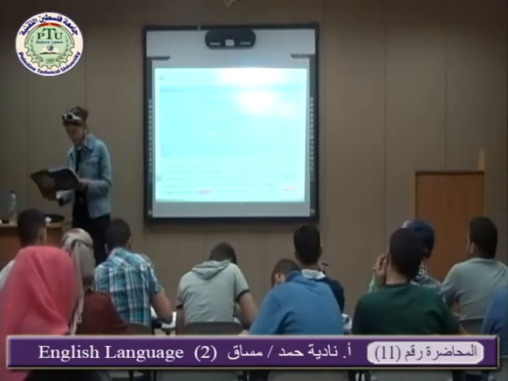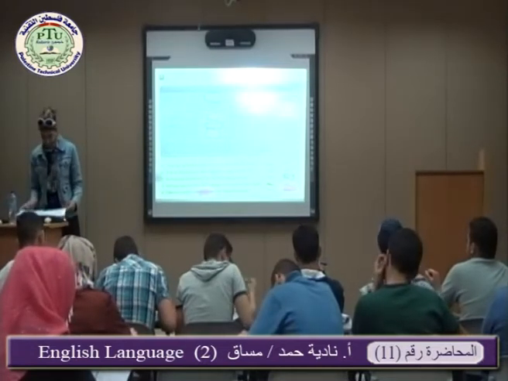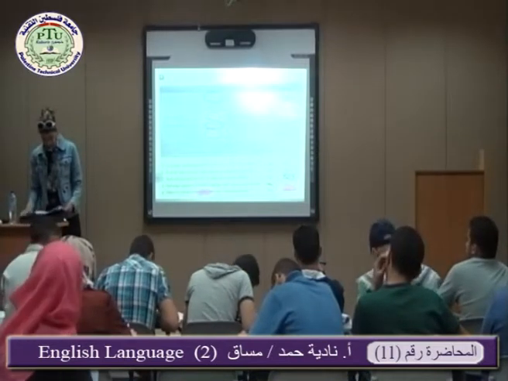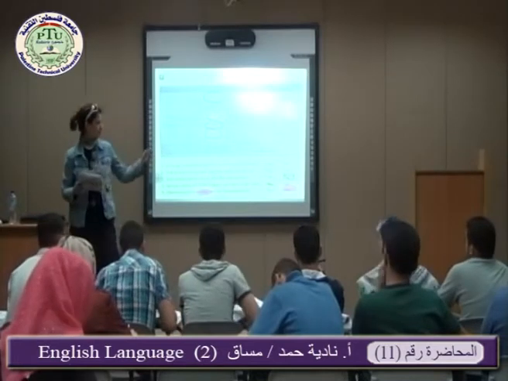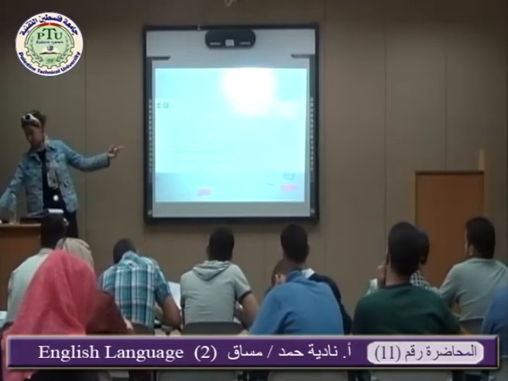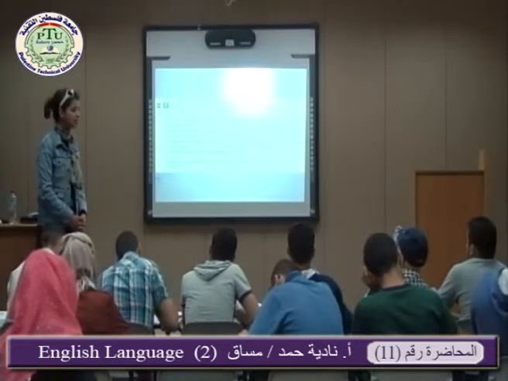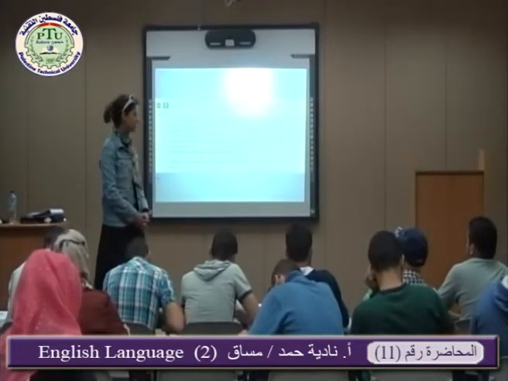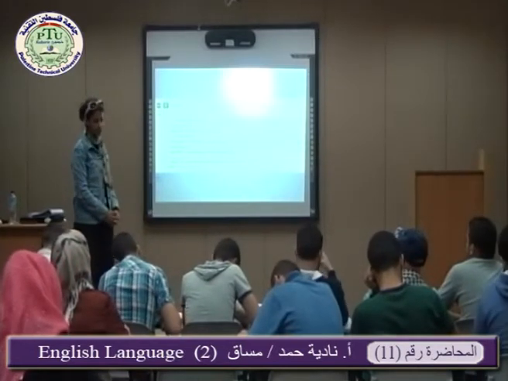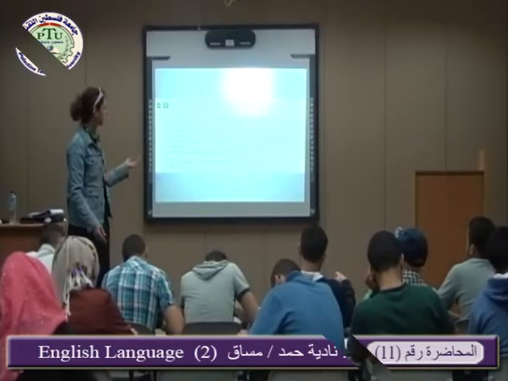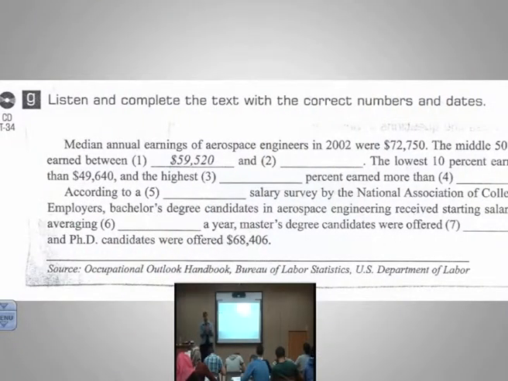Okay, let's go back to the text and see. What Bahaa read is close to the numbers they were talking about here. So median annual earnings of aerospace engineers in 2002 were 72,750. The middle 50% earned between 59, he read the same. It is the same topic. The lowest, we covered it. It's important to know the comparison words. The highest, the lowest. The best, the worst. Let's sign those words, let me put them up for you. You must know where it is. Lowest.